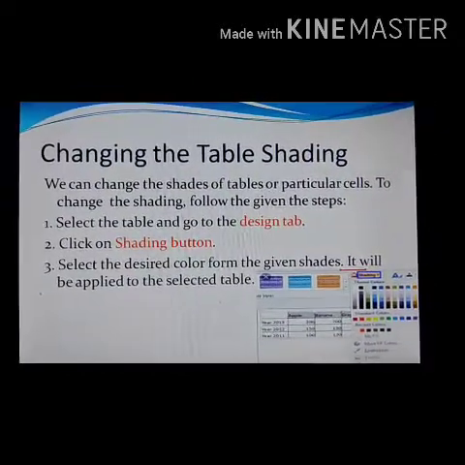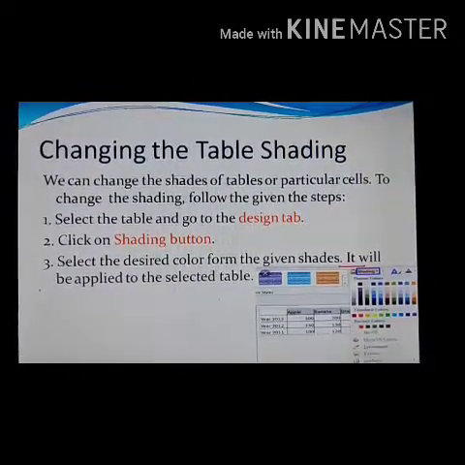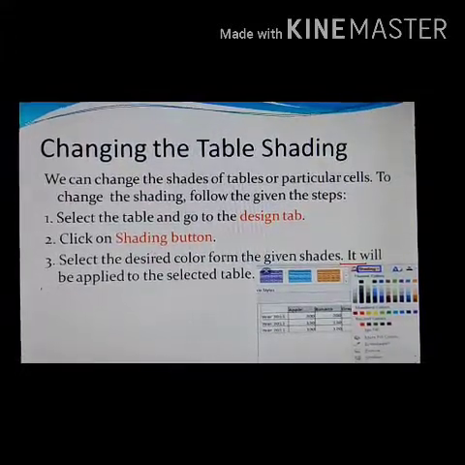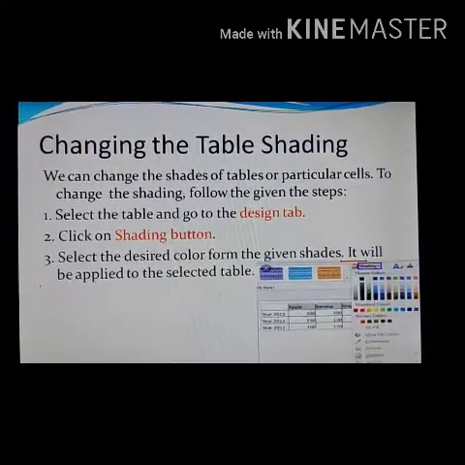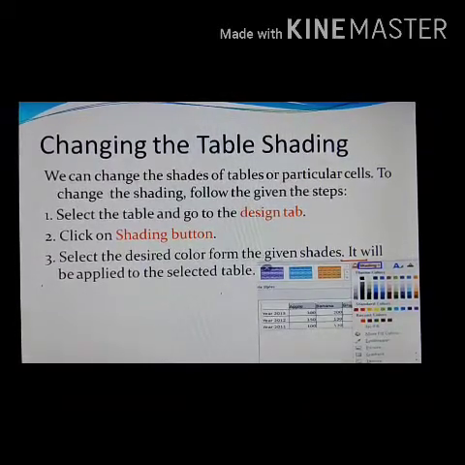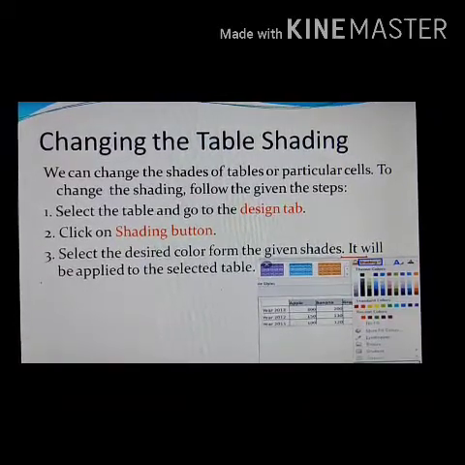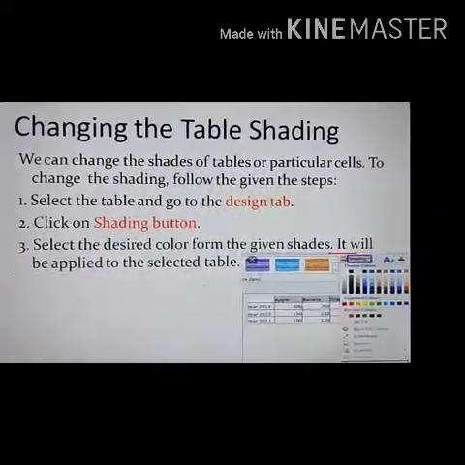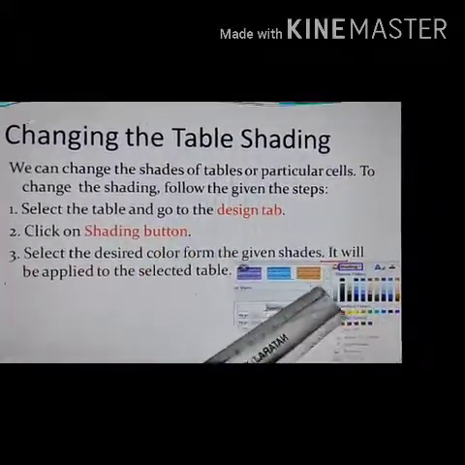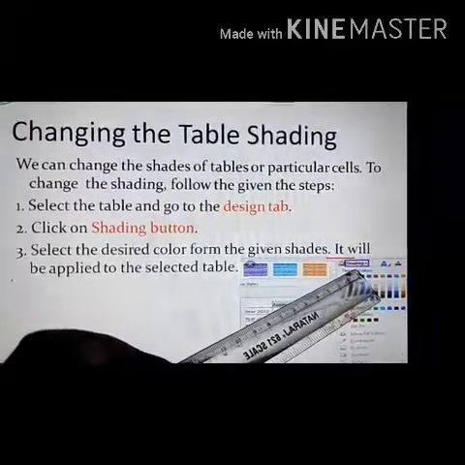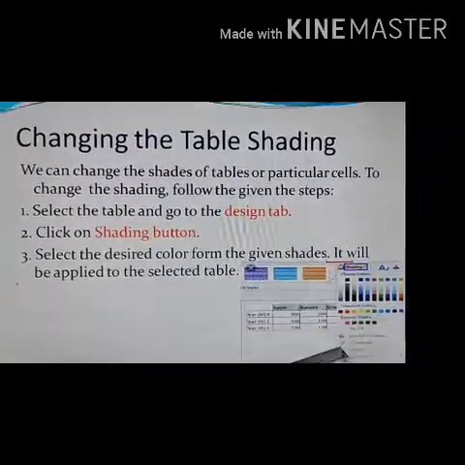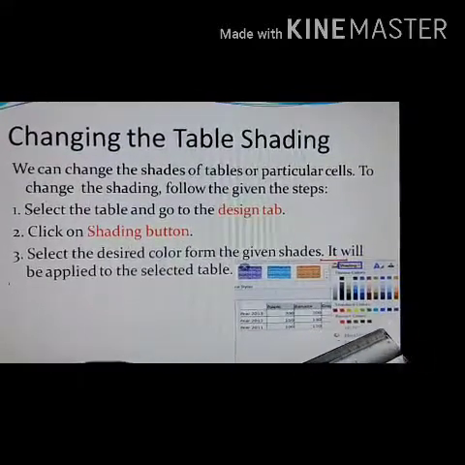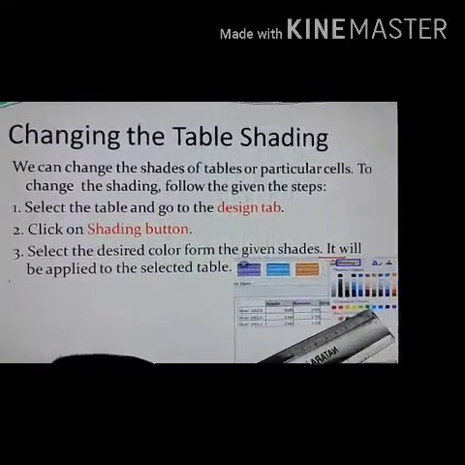Next is changing the table shading. We can change the shade of a table or a particular cell. To change the shading, follow the given steps. Select the table and go to the design tab. Click on the shading button. Look here, shading button. Select a desired color from the given shades. It will be applied to the selected table. Okay.